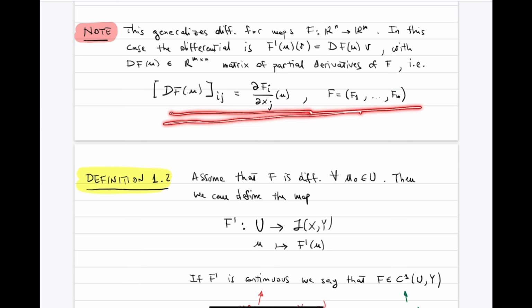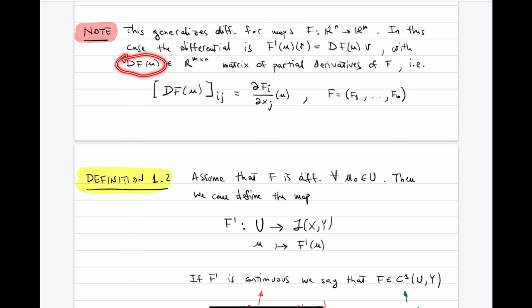And you can check by exercise, if you want, that if you suppose that this function f is differentiable in the classical sense, then this guy here, df of u, seen as a linear continuous operator from Rn into Rm, will be your Frechet derivative. So you can just set f prime of u to be df at u. Okay, so this is f dash.